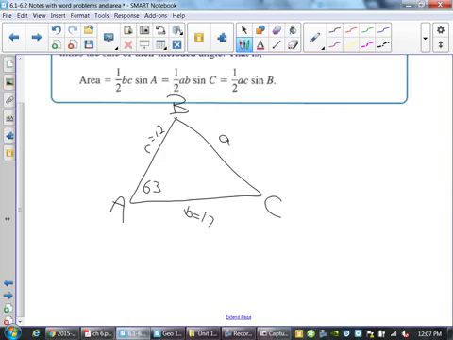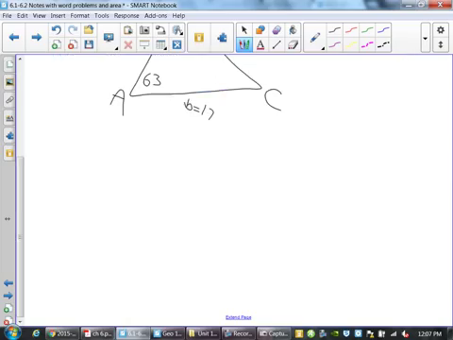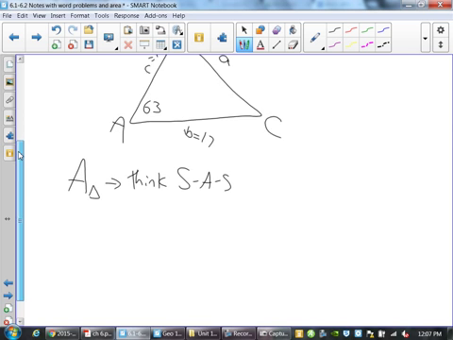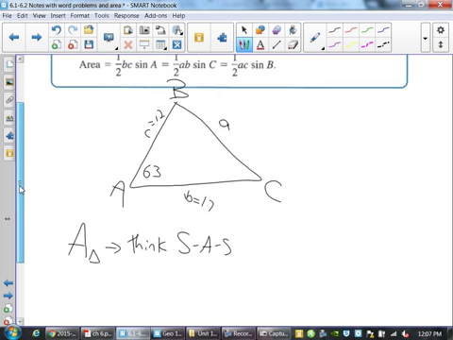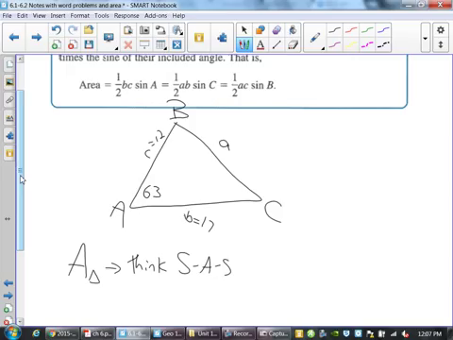Just remember, when you're doing the area of the triangle, think side angle side. It's just going to be the angle, its two sides, and the included angle, and that's what you would be using for any one of them. The letters just rotate. It's just a matter of the included angle with the two sides.